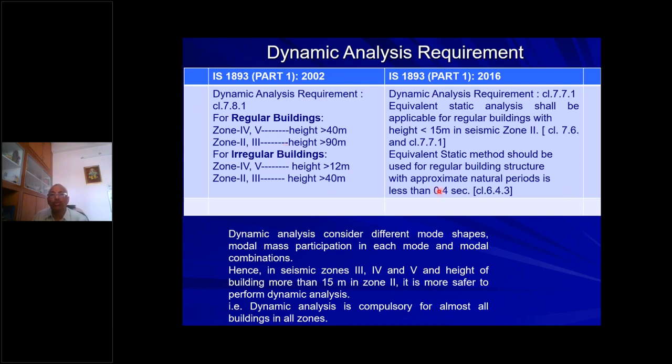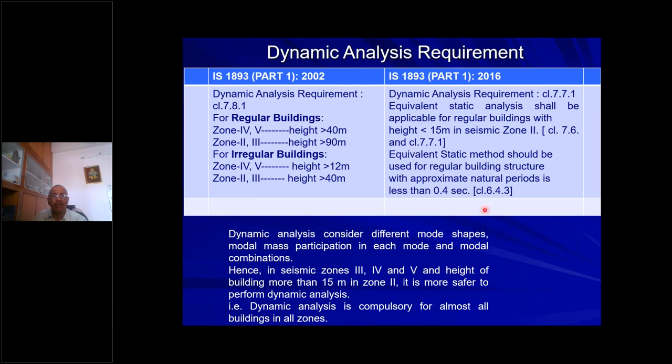But in the new code of practice, equivalent static analysis shall be applicable for all regular buildings of height less than 15 meters, that too in seismic zone 2 only. Okay, less than 15 meters, that too in seismic zone 2. And for all other buildings, where height is greater than 15 meters or when they are located in zones 3, 4, 5, etc., you have to go for dynamic analysis only.